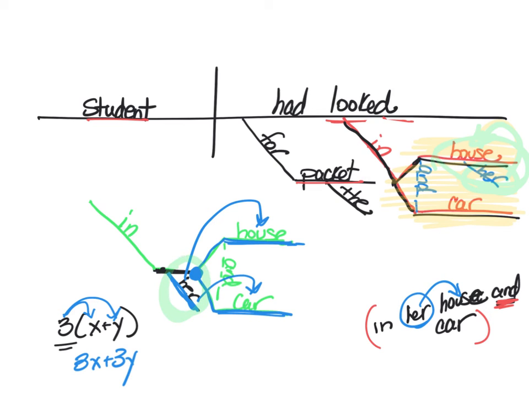Because now this possessive, you're saying the house belongs to her, but because you put it before the line splits, you're also saying the car belongs to her. That her will distribute the way a number outside of parentheses distributes. Make sense? I hope so.